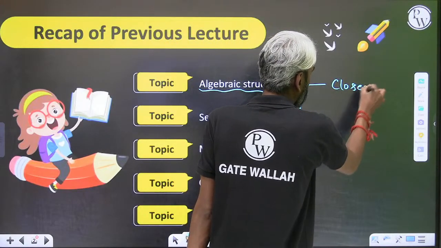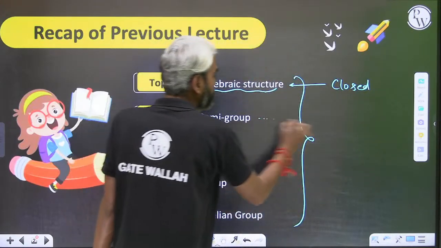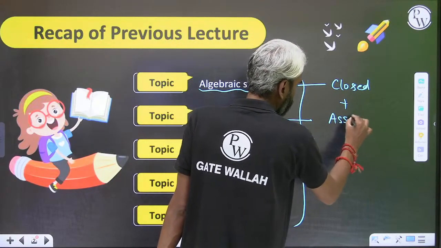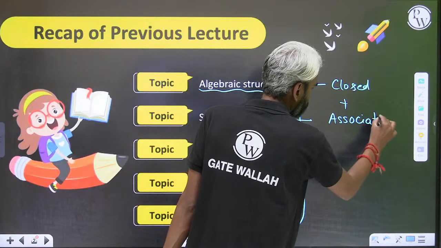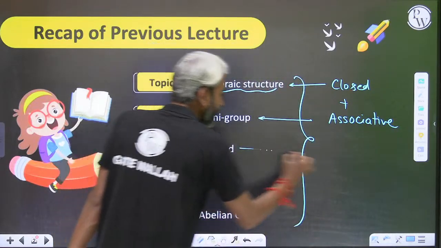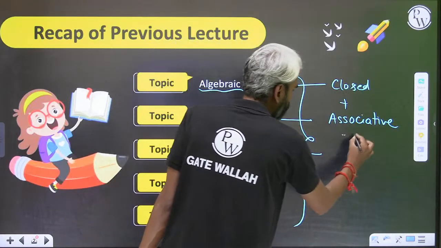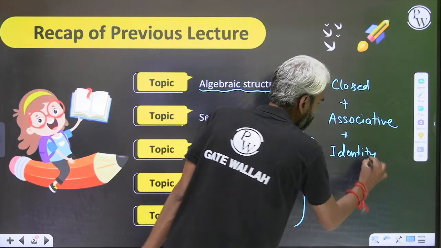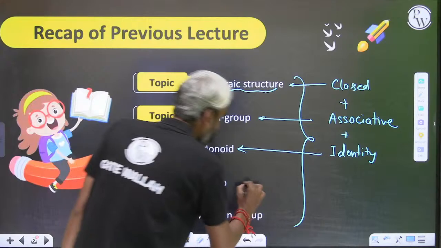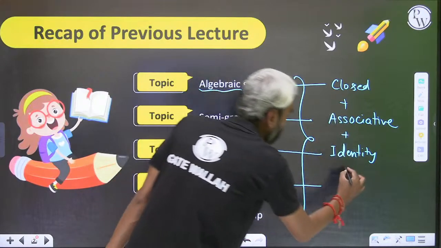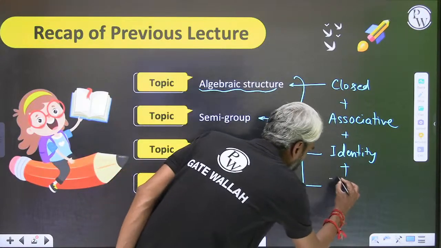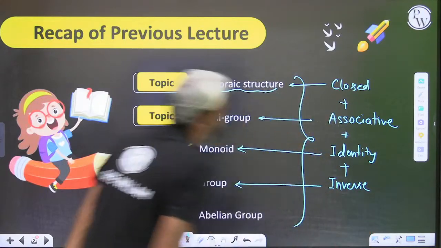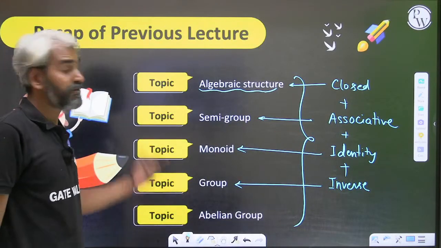closed. Clear? Now, semigroup, sir, it should be closed plus associative. For a monoid, it should be closed plus associative plus identity should exist in this set with respect to binary operation asterisk. So for group, it should be closed, associative, identity should exist, and inverse of every element of the set must be present in the set itself.